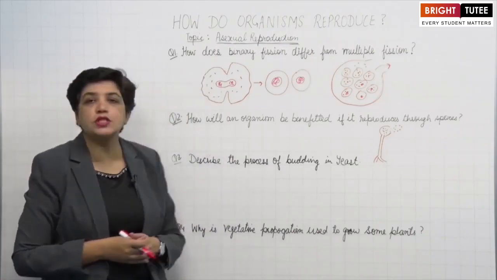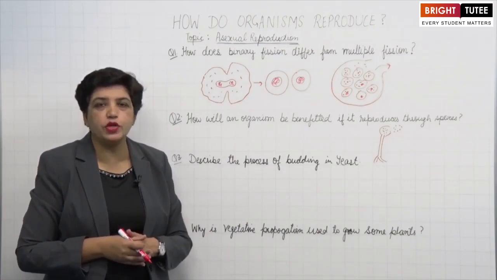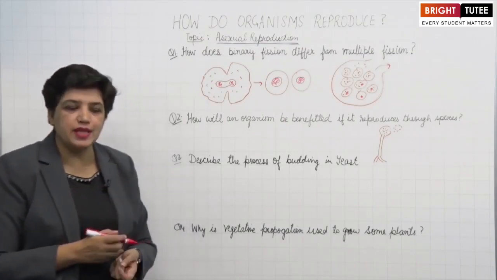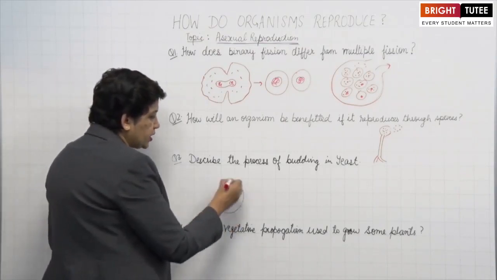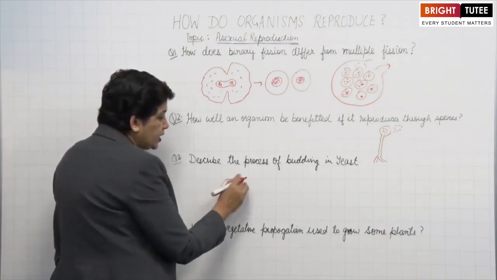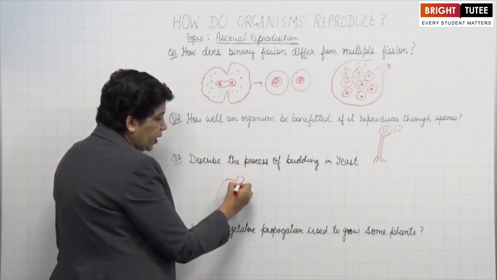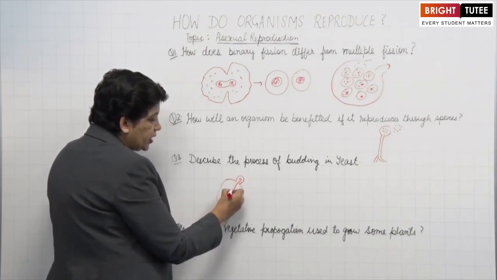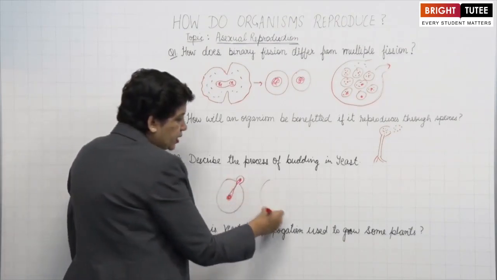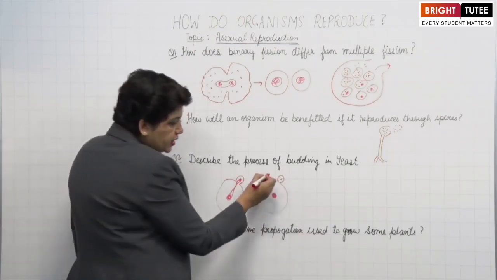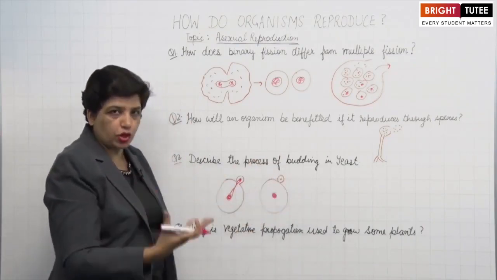Third question, describe the process of budding in yeast. In my previous video, I told you what is budding. It is another mode of asexual reproduction. Let's take up the example of yeast. Yeast is a unicellular organism with a nucleus. When a cell is mature enough, a bud starts to appear. Right? Then this nucleus also starts to divide and it elongates and it divides into two. One of the portions goes into the bud. This bud has a nucleus. Whenever it is mature enough, it detaches from here and forms a separate daughter cell.